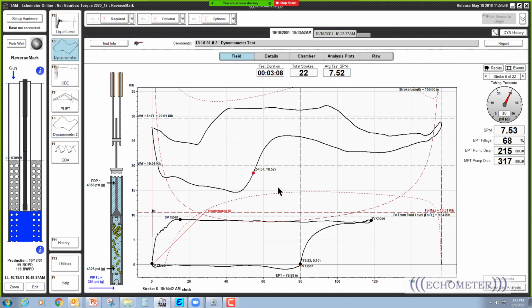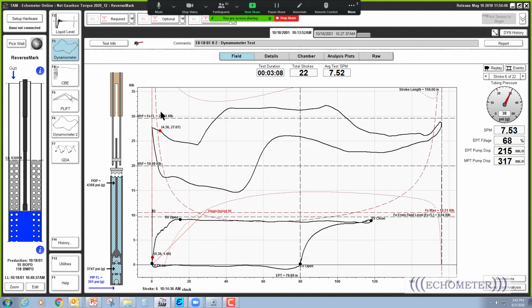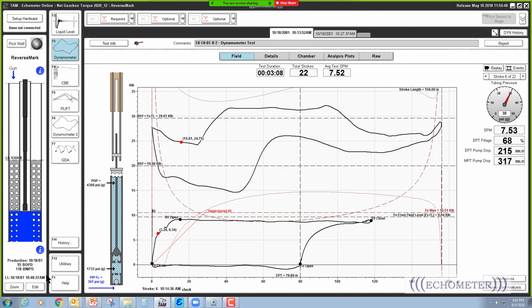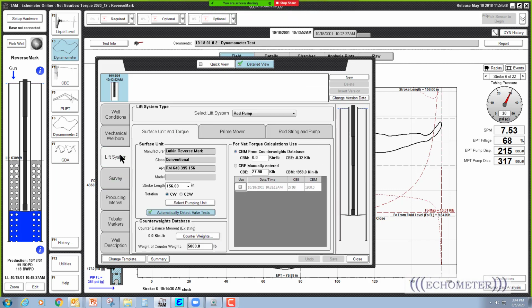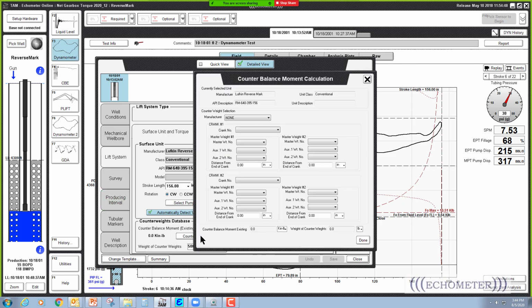All right, so why'd I come here? Well, this is a well that was included in the paper that we wrote in 2004 on the best method, and this is a well that had the gas engine. What I want to show you though is that when we imported this data into the TAM software, the pumping unit data got lost somehow. I'm not sure how it got lost. So if I come down here and click on counterweights, this information is missing.